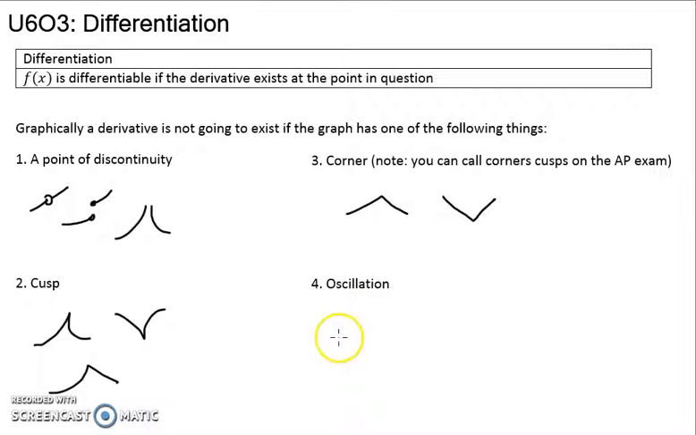And then oscillation is one that you're not really going to see, but what it would look like is if you have a function that's going back and forth, and then it does it real quick in the middle, and then it slows down again. This is alternating back and forth so quickly that we have no idea what's going on there, so the derivative won't exist. This one, oscillation, is not going to show up on your AP exam, just the first three.